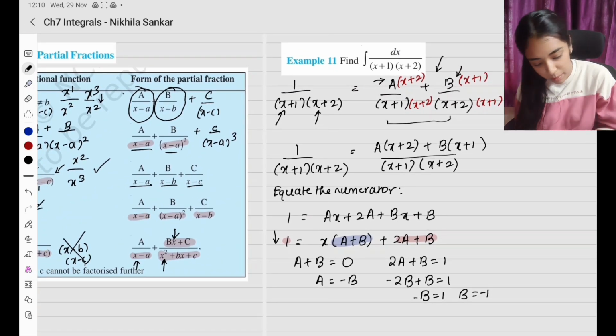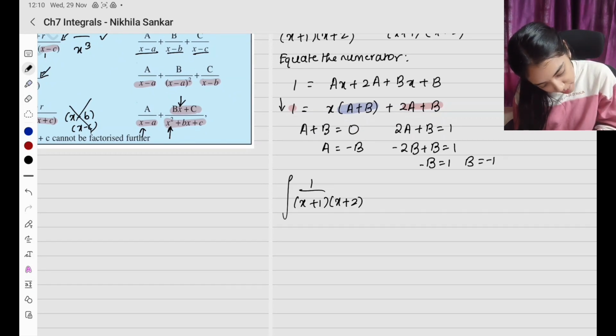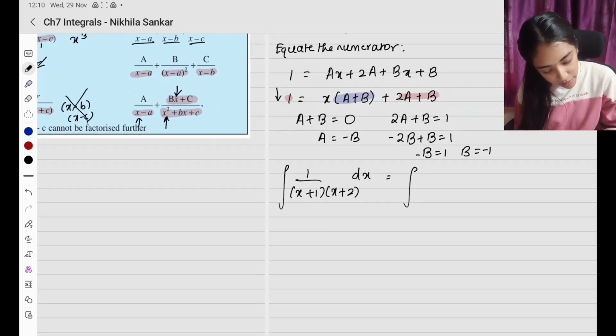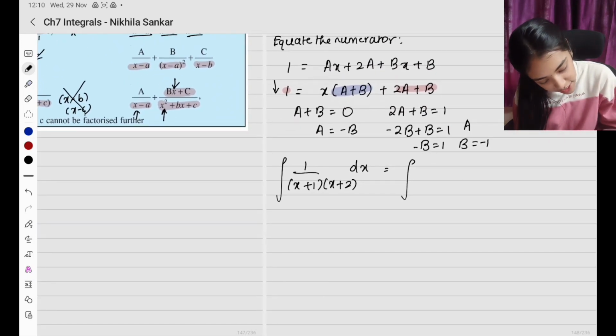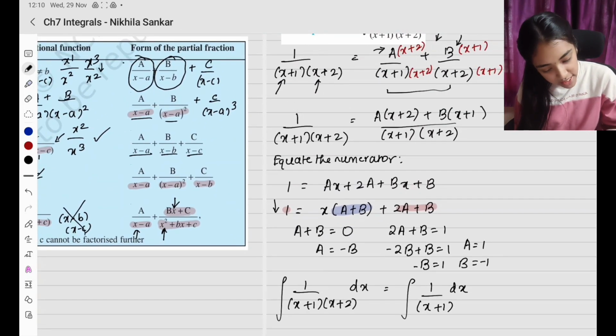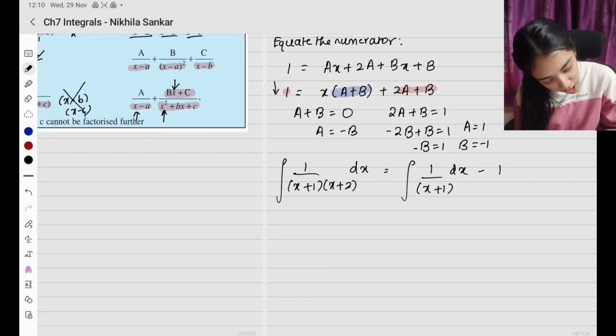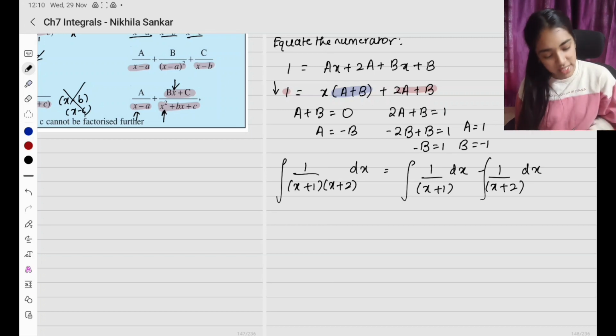So first step நம்ம என்ன பண்ணோம், basically integral 1 by x plus 1 times x plus 2 dx can also be written as integral of a divided by x plus 1. a என்னது, a ஓட, if b is minus 1, a is going to be 1. So 1 divided by x plus 1 times dx. And what is the other term, b divided by x plus 2. So I have b which is going to be minus 1 divided by x plus 2 times dx. So these are the two integrals.